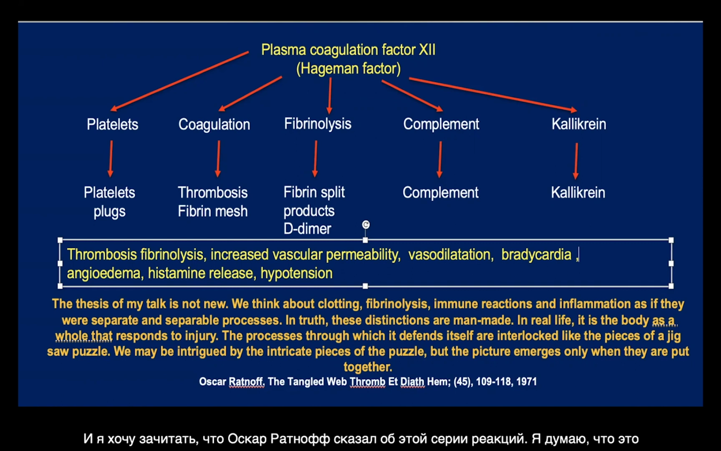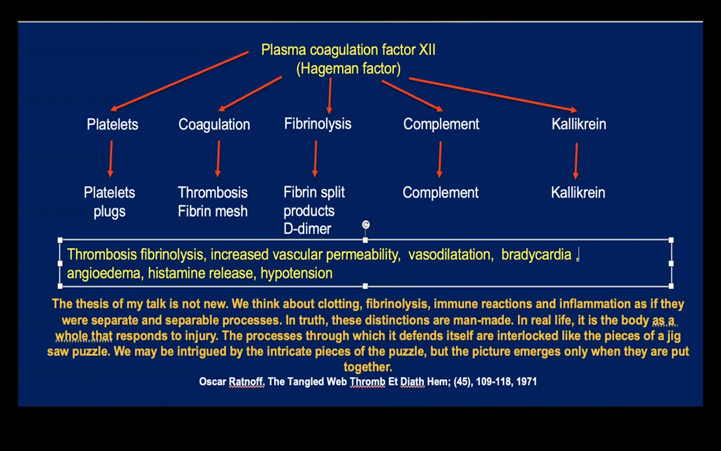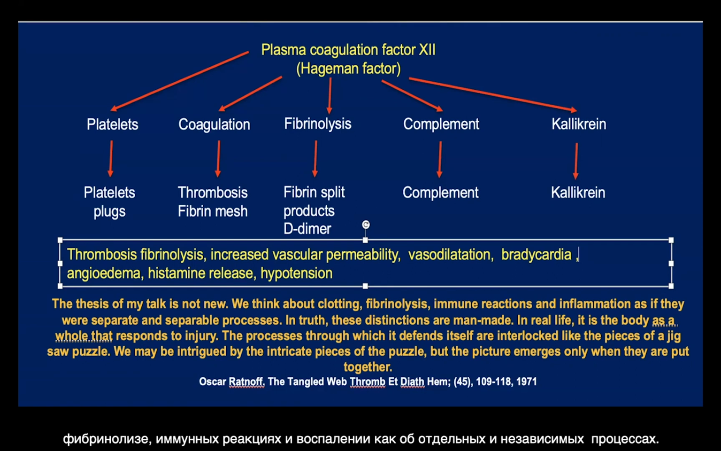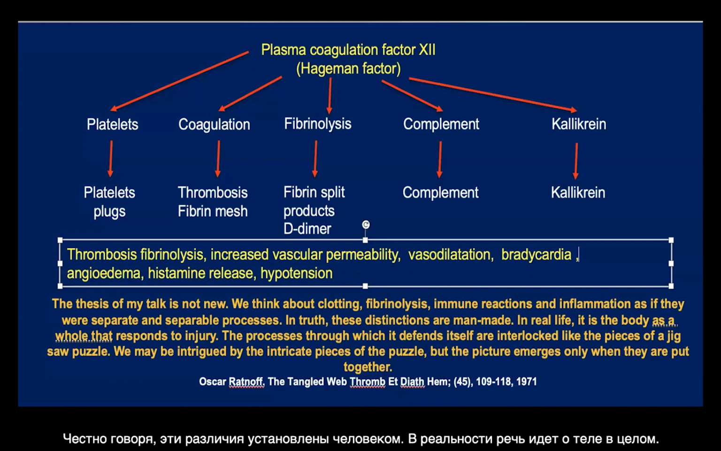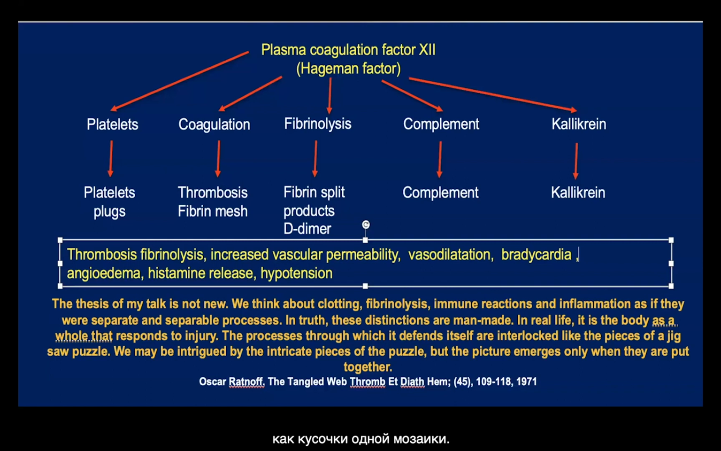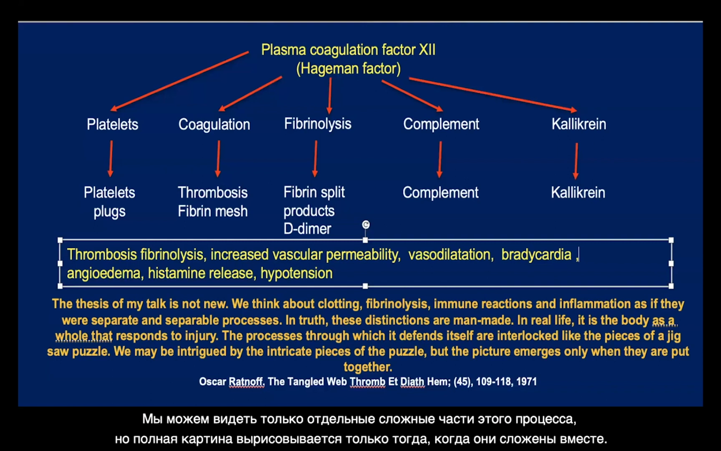And I'd like to read what Oscar Ratnoff said about this whole series of mechanisms, because I think it's very important today, and it's important for our understanding of the coronavirus disease. The thesis of my talk is not new. We think about clotting, fibrinolysis, immune reactions, and inflammation as if they were separate and separable processes. In truth, these distinctions are man-made. In real life, it is the body as a whole that responds to injury. The processes through which it defends itself are interlocked like the pieces of a jigsaw puzzle. We may be intrigued by the intricate pieces of this puzzle, but the picture emerges only when they are put together.